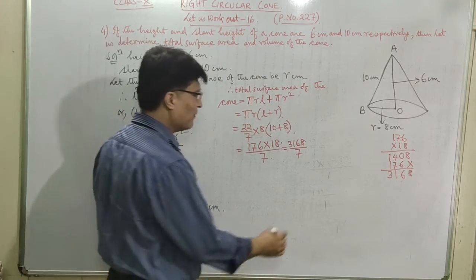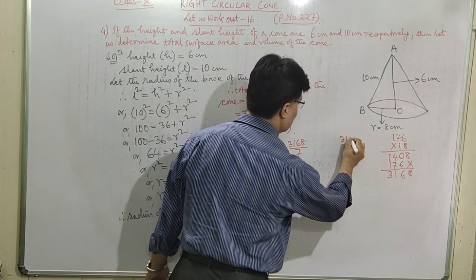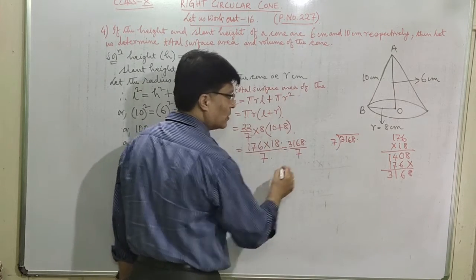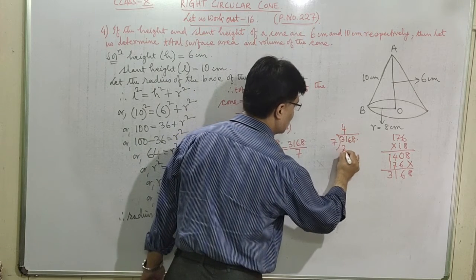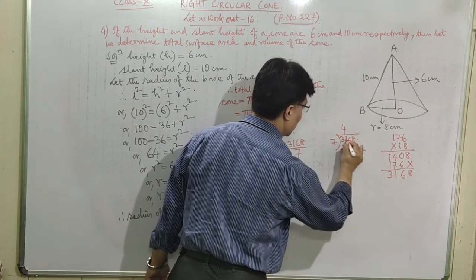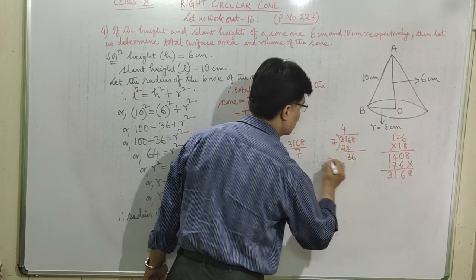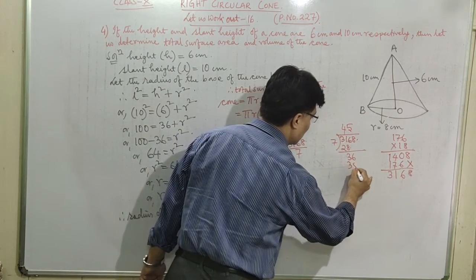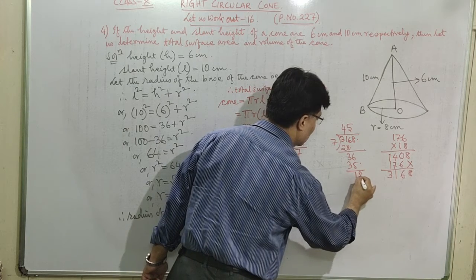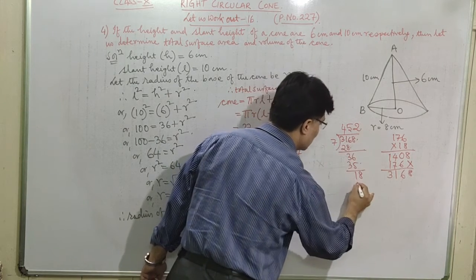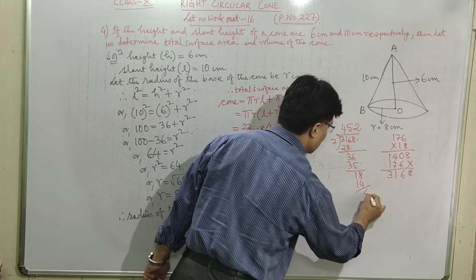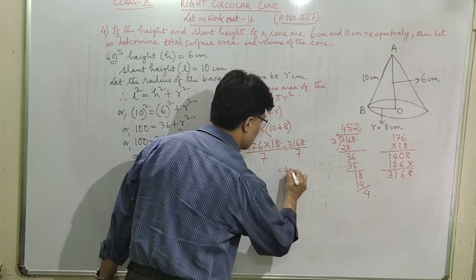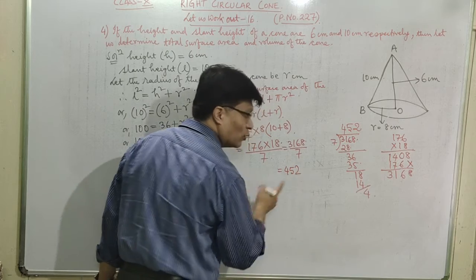Okay, so let us divide it. 3168 should be divided by 7. So 7 4s are 28. Here 11 minus 8 is 3, then comes 6. 7 5s are 35. 6 minus 5 is 1, then 18. 7 2s are 14. What is the remainder here? 4. So this is 452 whole number.